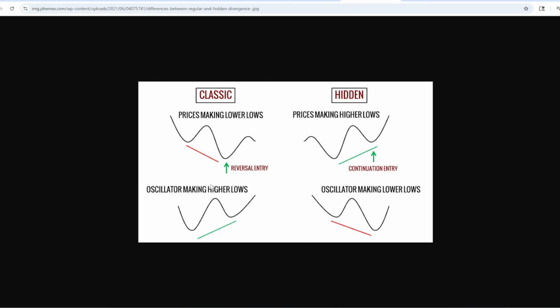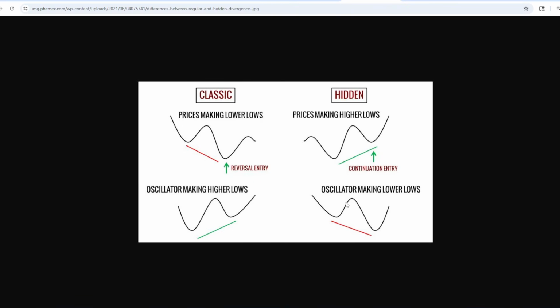For example, with something like the on-balance volume, which measures accumulation and distribution. Simply put, where you have an increase in accumulation, but the price is going lower, this divergence hints at a reversal. Hidden divergence is continuation divergence, which essentially means the oscillator is doing something that the price is not doing. And what the oscillator is doing is hinting that the trend will continue.